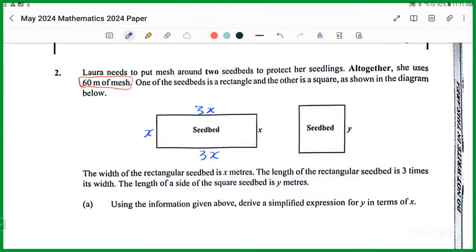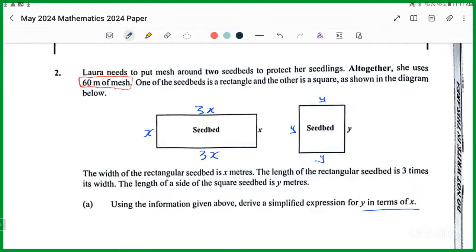It also says that the length of the side of a square is y meters. That's the y meter shown here. So each side is y meters. I'm going to put y on each side of this diagram. Question says, using the information given above, derive a simplified expression for y in terms of x.